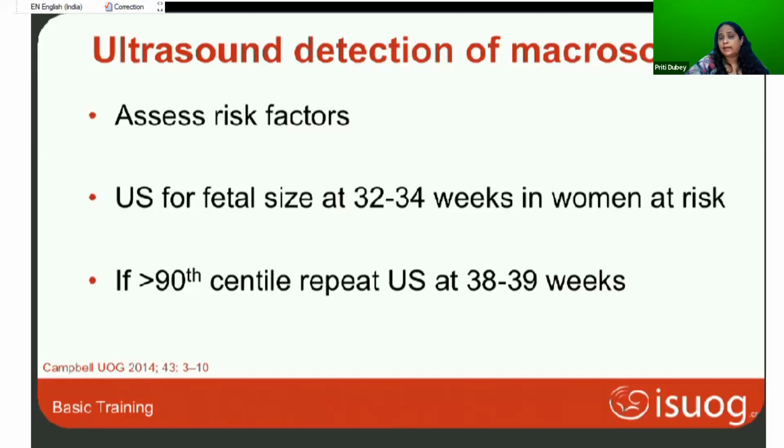Ultrasound for fetal size at 30 to 34 weeks has to be done. Repeat the ultrasound to see whether the growth is always maintained above the 90th centile or not. If it is above the 90th centile, then we need to repeat such babies again at 38 to 39 weeks. And if we find that the estimated fetal weight is very high, we need to transfer this patient to a good tertiary care center for better delivery.